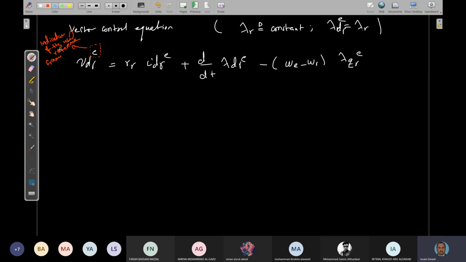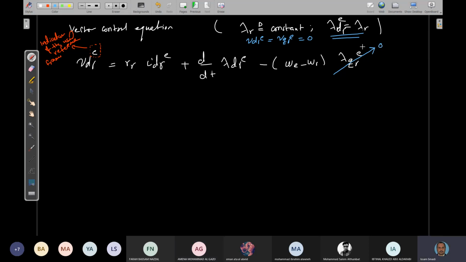Now let's see. Due to our assumption, let's assume also I'm interested in the squirrel cage induction machine. So in this case, VDRE is equal VQRE will equal to 0, which means that either I'm shorting the terminals or I'm assuming that my machine is a squirrel cage machine. Now, due to my assumption that all the rotor flux is pointing toward the direct axis, or later on we call it the magnetic axis or the field axis, then lambda QRE is equal to what?